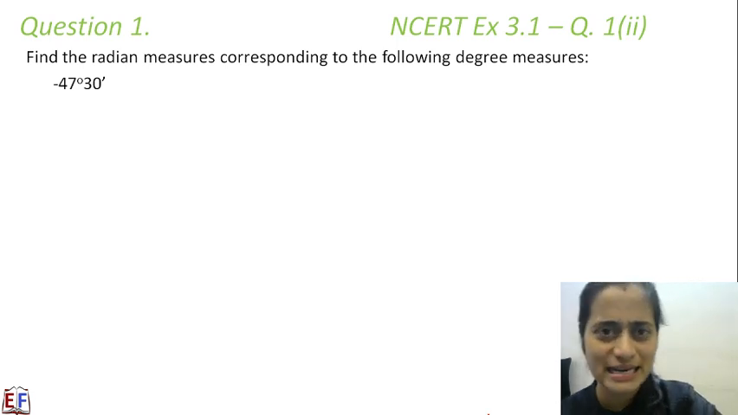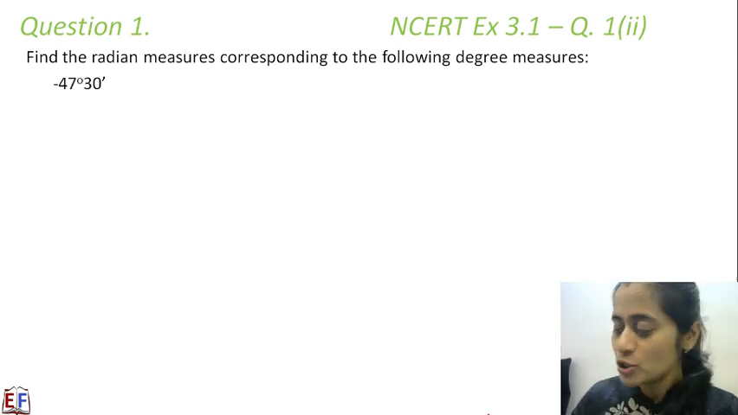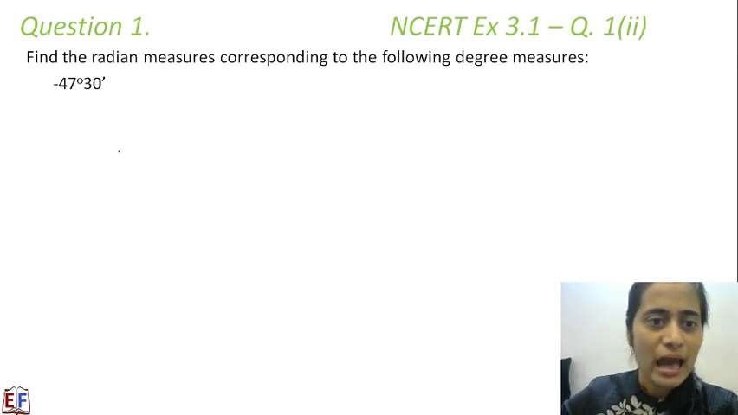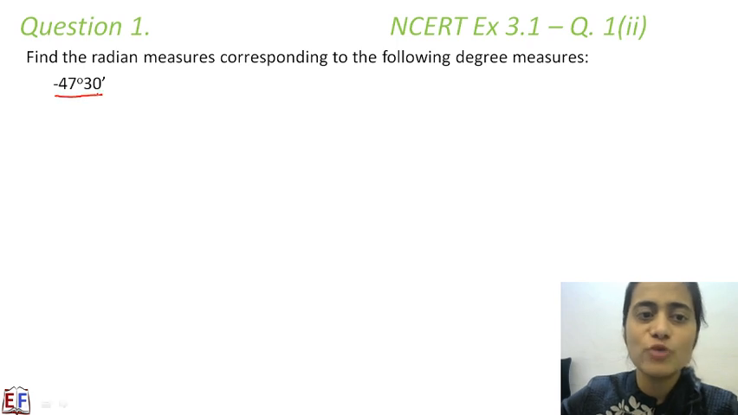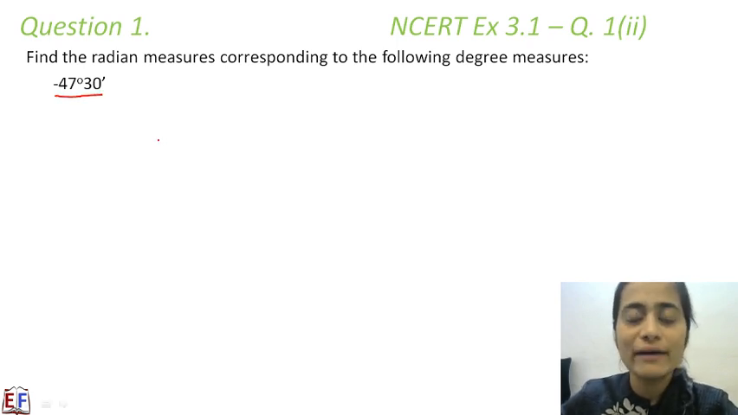Okay, cool, everybody is ready it seems. So let's get started. So this is our first question and we are given minus 47 degree 30 minutes. We have to convert it into radian measure.